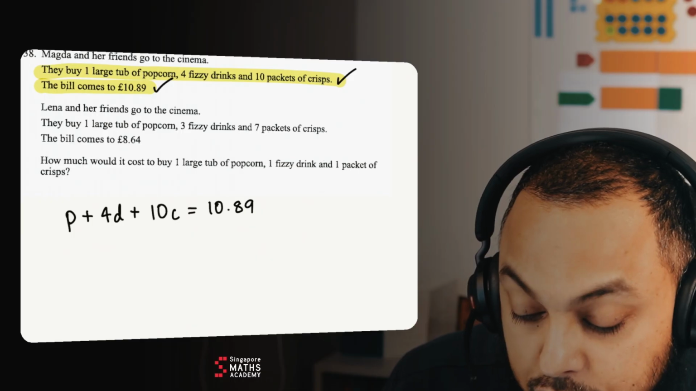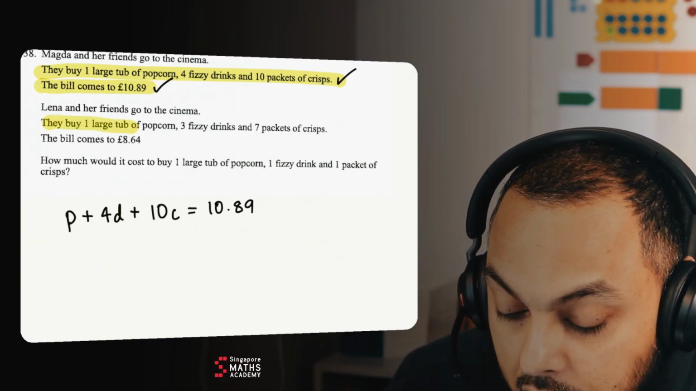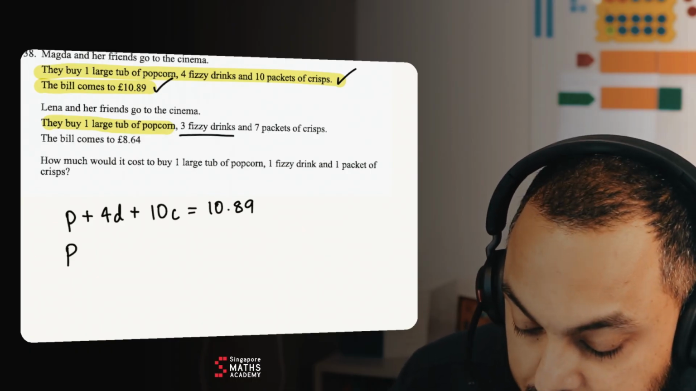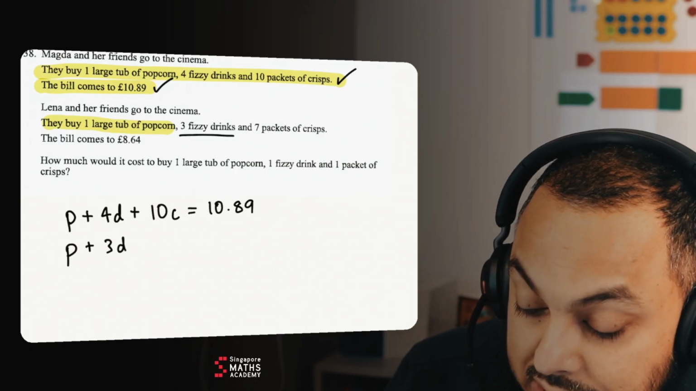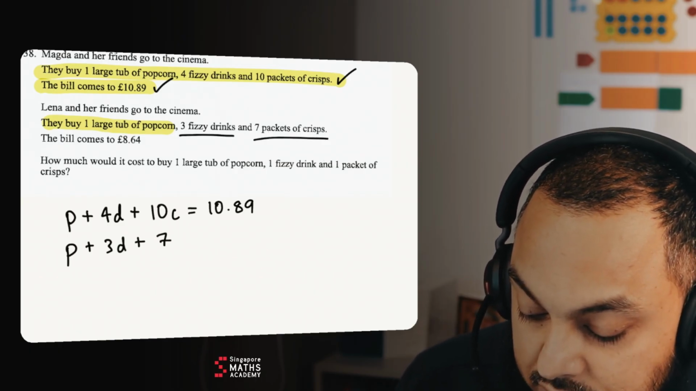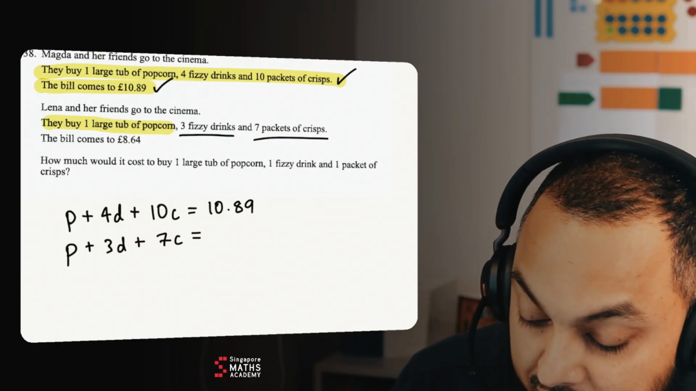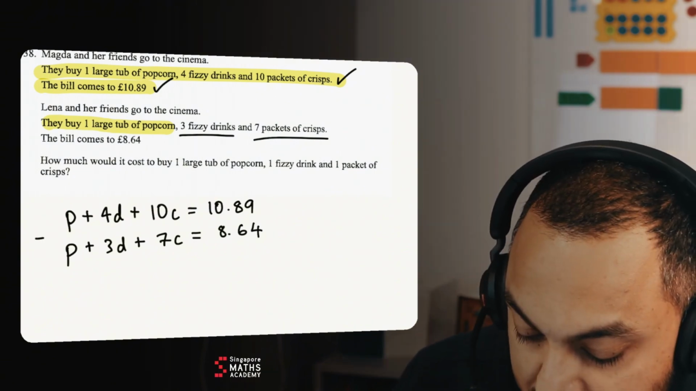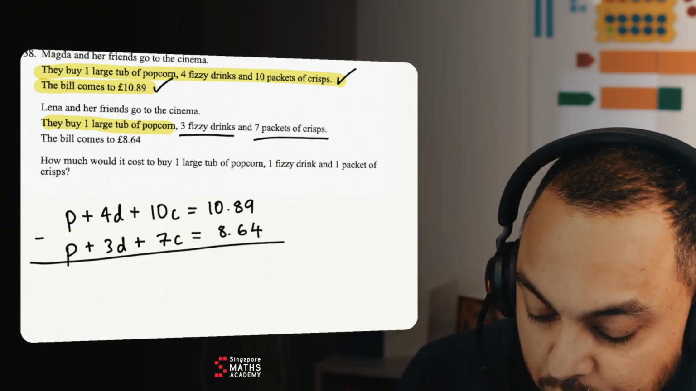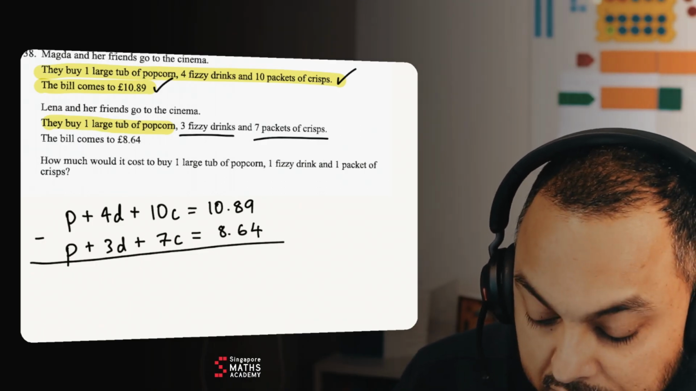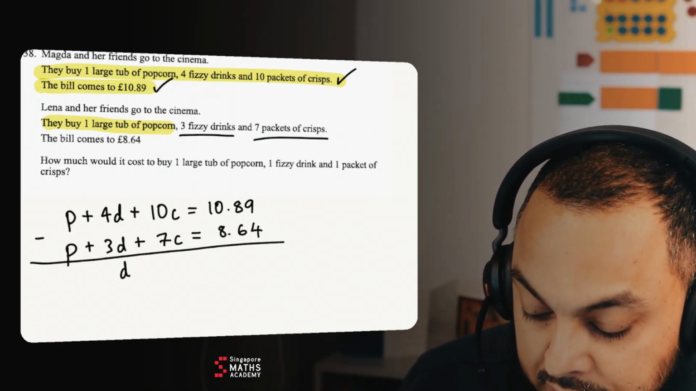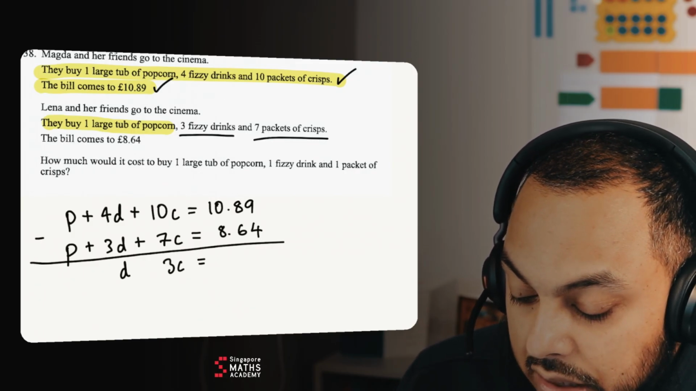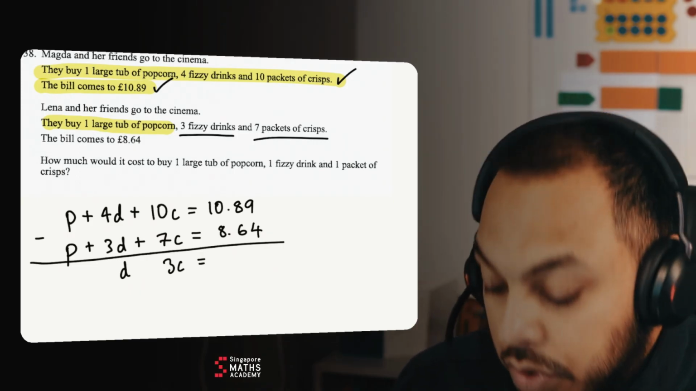And then it says Lena and her friends go to the cinema. They buy one large tub of popcorn, so 1 popcorn again, 3 fizzy drinks, so plus 3 drinks, and 7 packets of crisps, so plus 7 packets of crisps, and that gives me £8 and 64p. 8.64. If I subtract these two, then p take away p is 0. The difference between them is basically when you subtract. So 4d take away 3d is going to be d, and then 10c take away 7c is going to be 3c. And as you rightfully said, 10.89 take away 8.64 is going to be £2.25, right?